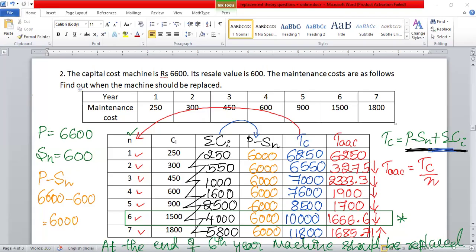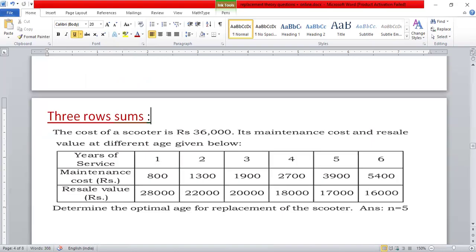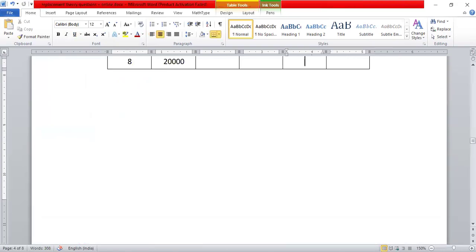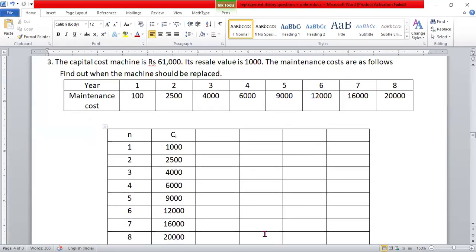Yes, guys, this is the second problem for 2 row sums for replacement. So I'll go one more sum. Let's see a clear calculation for you people. So one more sum. Yeah, this one, problem number 3.